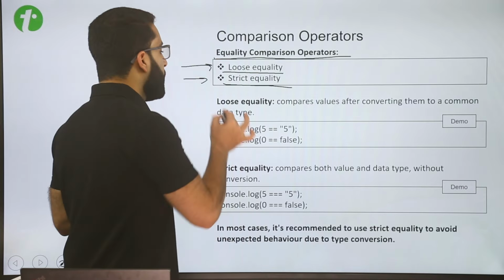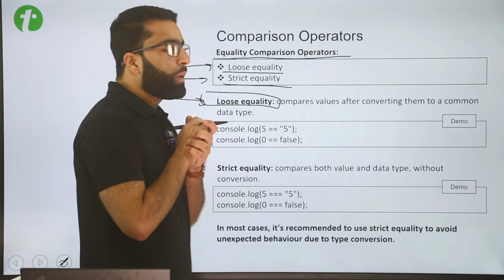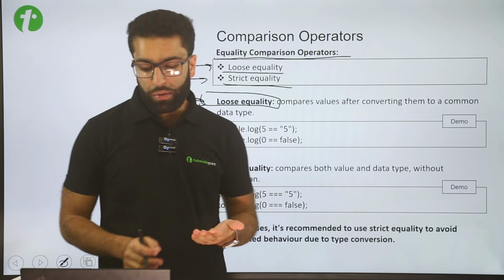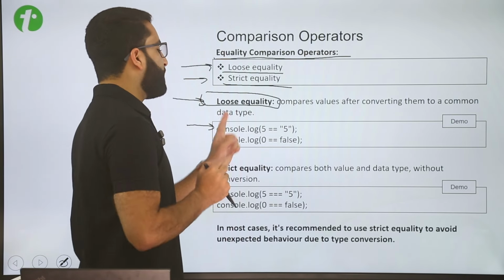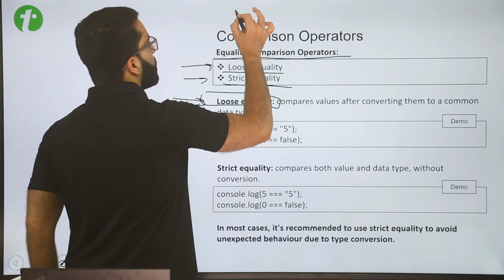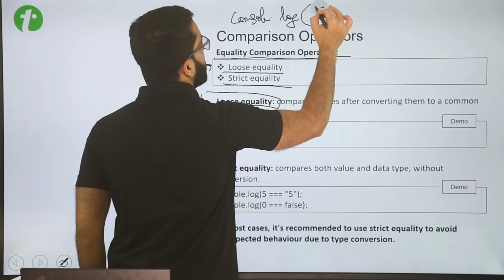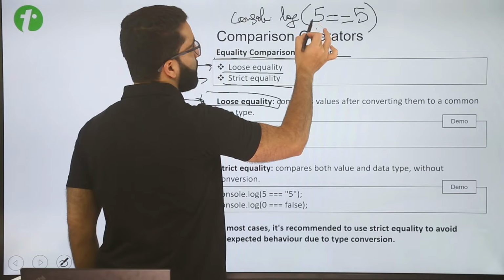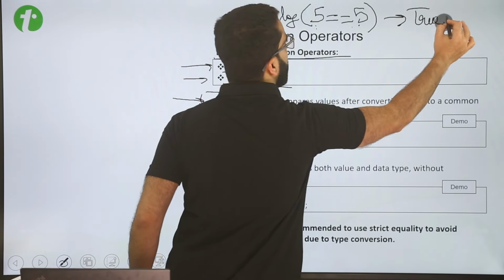Okay. Let's talk about the loose equality first. Now the loose equality compares values after converting them to a common data type. What do I mean by this? Let's say this line of code. Take note here. Console.log 5 is equal to a string of 5. Let's say I had a console.log that says 5 is equal to 5. In this case, the data type is same. This is a number, this is a number. So this will be true, right? This will evaluate to true.